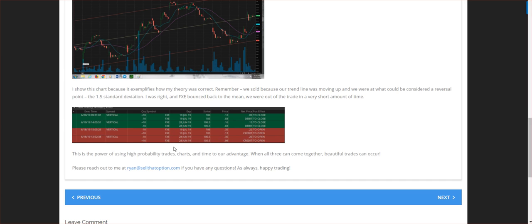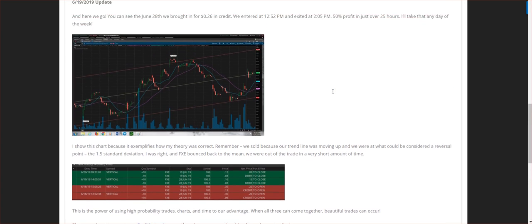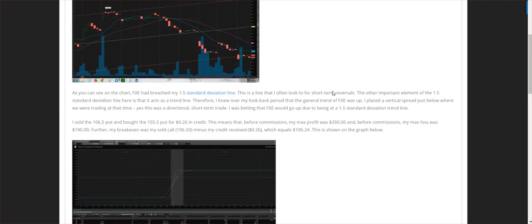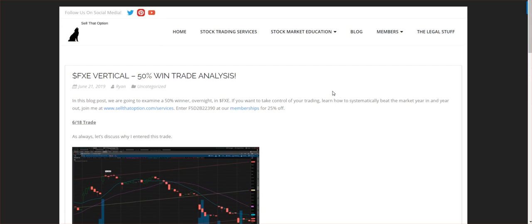I went out to the monthly expiration just to get a little bit more time, and still a day and a half later, more than 50% of the credit. So 22 cents of credit brought in, we got out at 9 cents. That's more than 50%, right? And so this is an awesome example of the type of trading you can do when you understand your system and you understand risk and you understand trend lines.